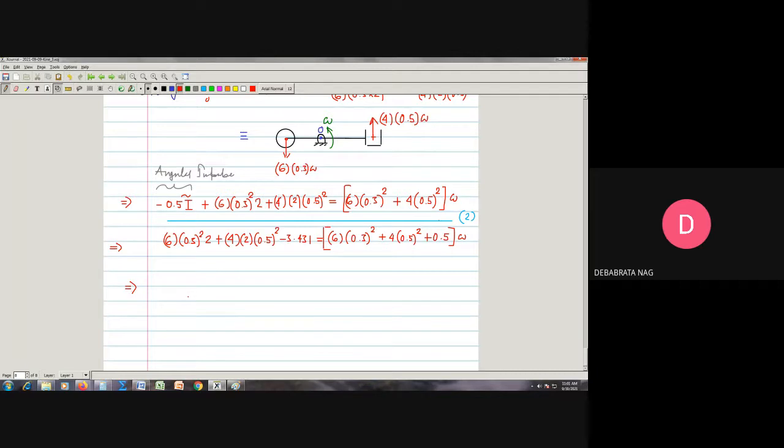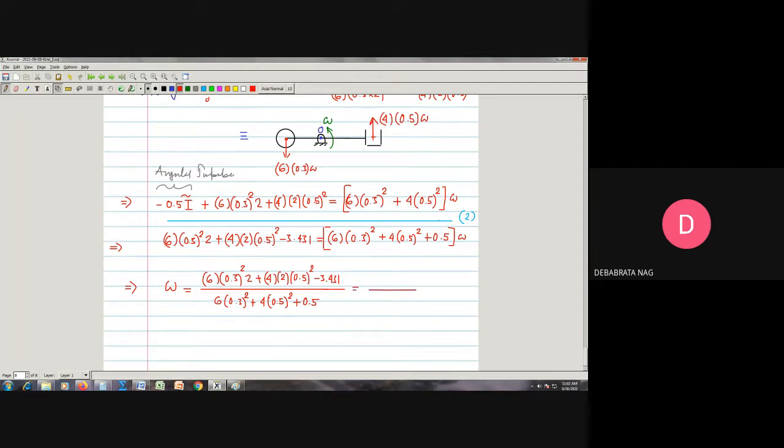We can write that omega will be equal to 6 into 0.3 square into 2 plus 4 into 2 into 0.5 square, minus 3.431, divided by 6 into 0.3 square plus 4 into 0.5 square plus 0.5.